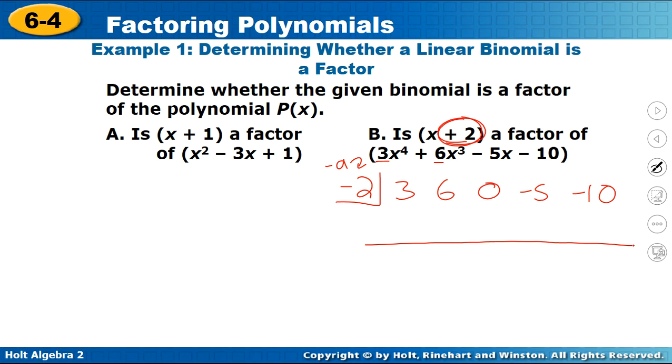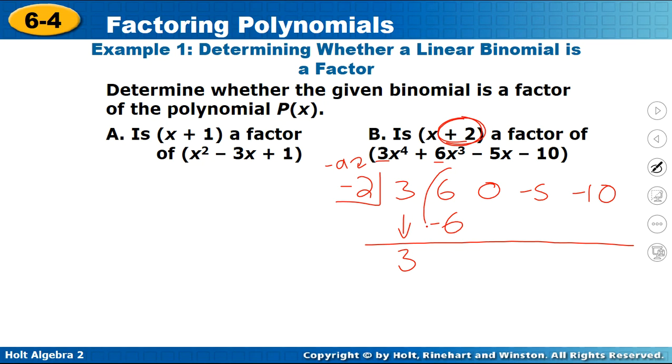Let's begin our process. The first term we always bring down, that never changes. So the 3, we're going to bring it down below our line. Now we take that 3, we multiply it by my a value, -2. 3 times -2 is -6. We insert that value right above the line.